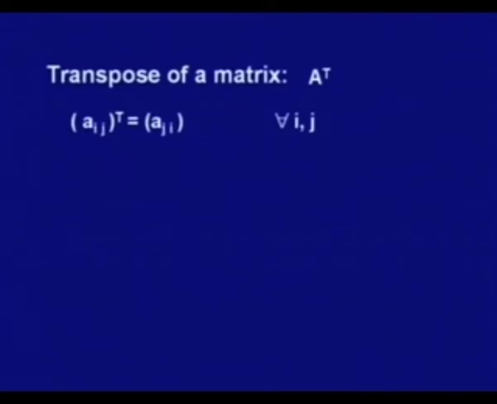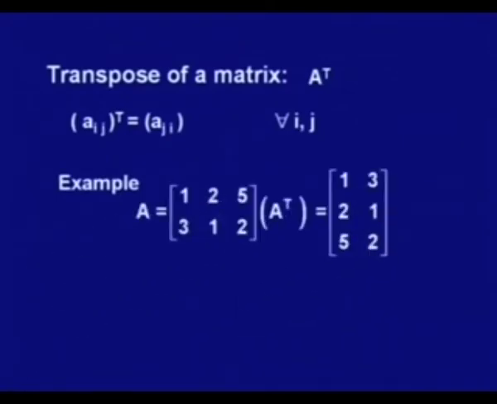For example, if I have a matrix A as a 2 by 3 matrix, then its transpose will be a 3 by 2 matrix. What I have done is, the first row of A becomes the first column of A transpose, while the second row of A becomes the second column of A transpose. So rows and columns are interchanged. Rows of A become columns of A transpose. Similarly, the columns of A become rows of A transpose.